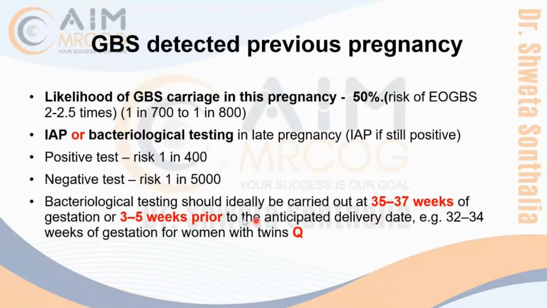If it is a twin, this is also a catchy point. In twins you want to deliver somewhere between 35 to 37 weeks according to different types of twins. So in that scenario, definitely it will be 3 to 5 weeks prior, so it becomes 32 to 34 weeks. Please be careful about this. If they give you twin pregnancy in the question, then you will choose 32 to 34 weeks in place of 35 to 37 weeks for testing.